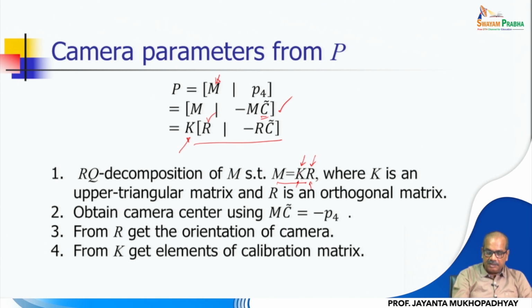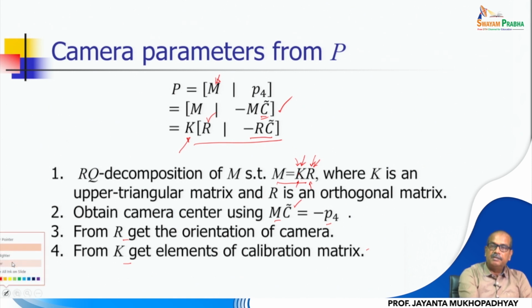And then once you know this calibration matrix with these two factors, by matrix factorization K and R, you can also obtain the camera center by using M and minus P4. We have already seen that, minus M inverse P4 for the camera center. And from R you can get the orientation parameters, from K you get the elements of the calibration matrix, and this can give you the translation parameter. So in this way you can get the parameters related to imaging configurations from the projection matrix itself.